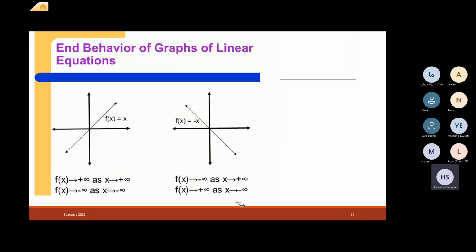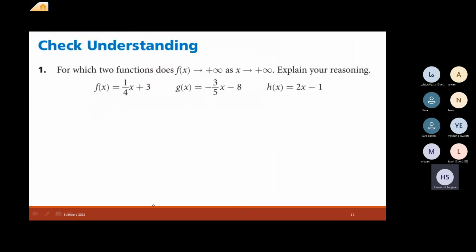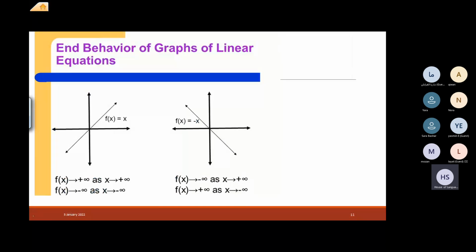Yes, Tamara, tell me. When f of x approaches... bravo. So I will write it. When you want to write the end behavior for the function, you write like this. When f of x goes to the positive... y equals x. If f of x equals x, it's like 1, 1, 2, 2, 3, 3. So no, it's like this.